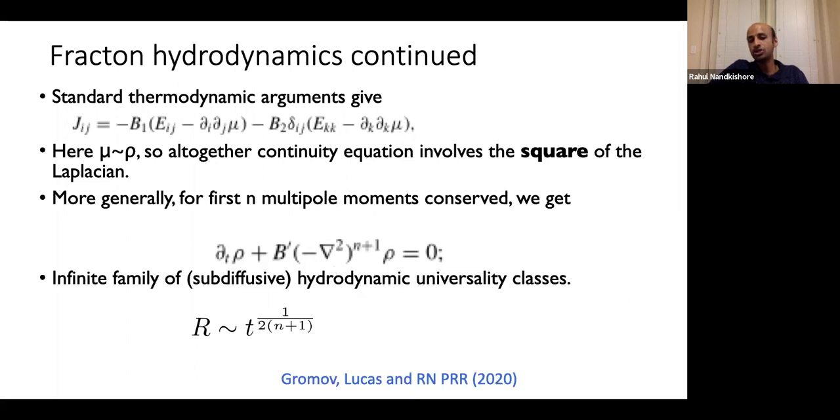And now just dimensional analysis tells you that you have a different relationship between length scales and time scales. Now the length scale goes like the time scale to a much smaller power, so it's subdiffusive, and there's an infinite family of subdiffusive hydrodynamic universality classes that you can access in this way, essentially by tuning how many multipole moments you demand that your dynamics conserves.